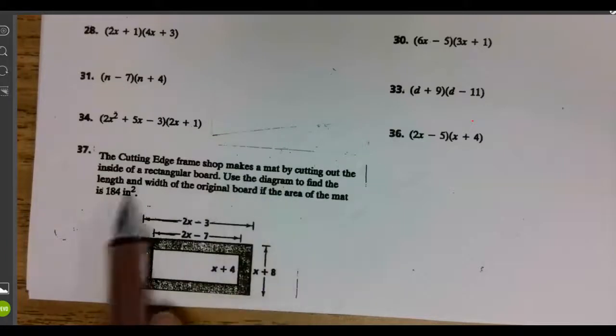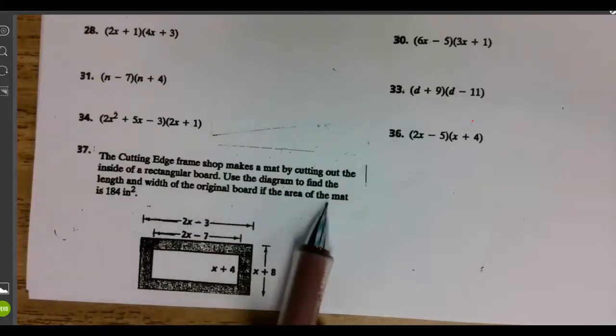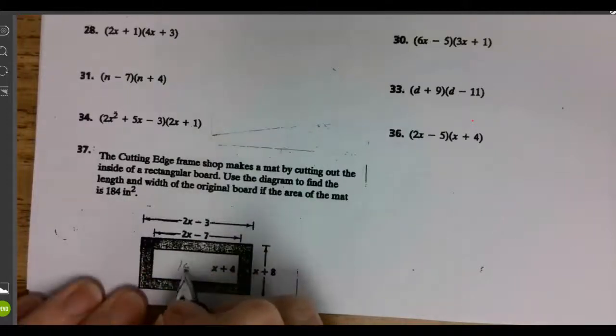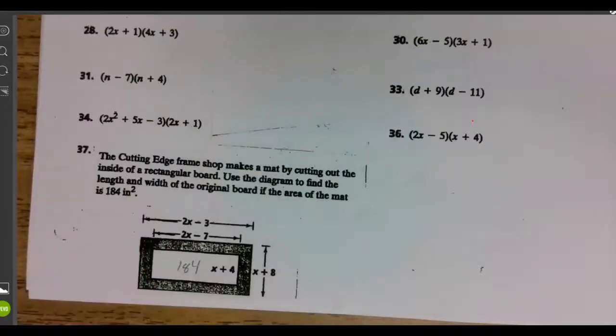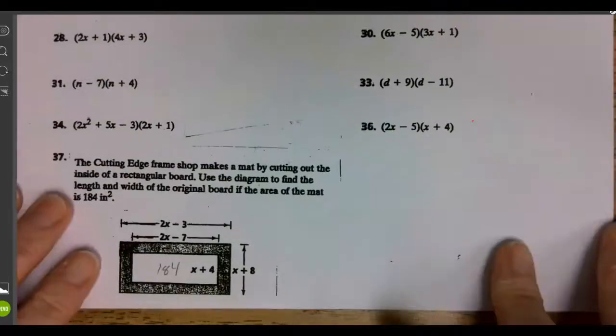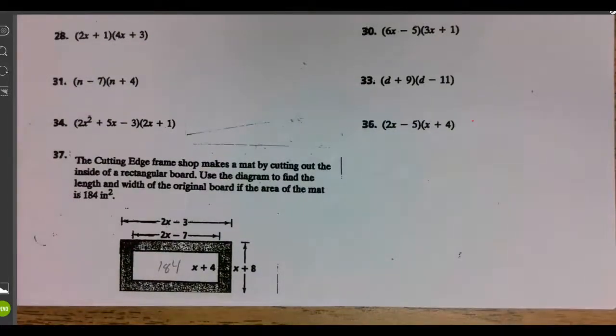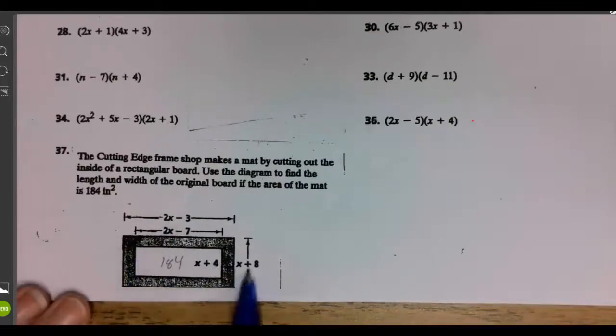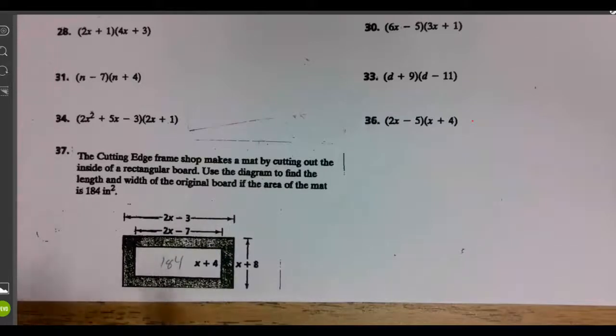Use the diagram to find the length and width of the original board if the area of the mat is 184. So this is 184 in here, okay? And so we're going to go from there. So the reason this problem is so awesome is because we have to use like everything we've done so far pretty much. So what we're going to have to do is, whenever we have these, they are referred to generically as donut problems, where you have to find the area on the outside is kind of what it's going with, and we have to find that frame.